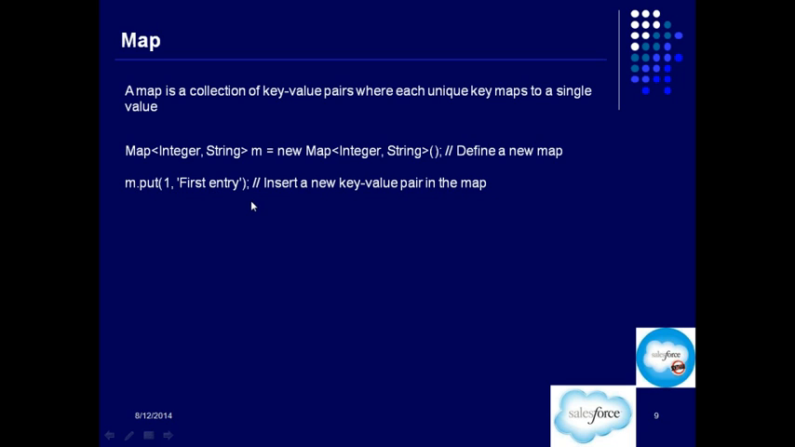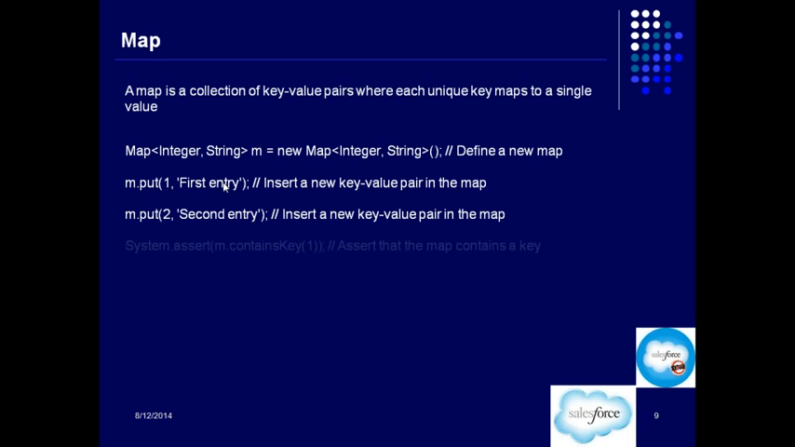1, first entry, m.put(2, ...), second entry. So this integer and this string you are mapping. You are mapping 1 to the first entry and 2 to the second entry.